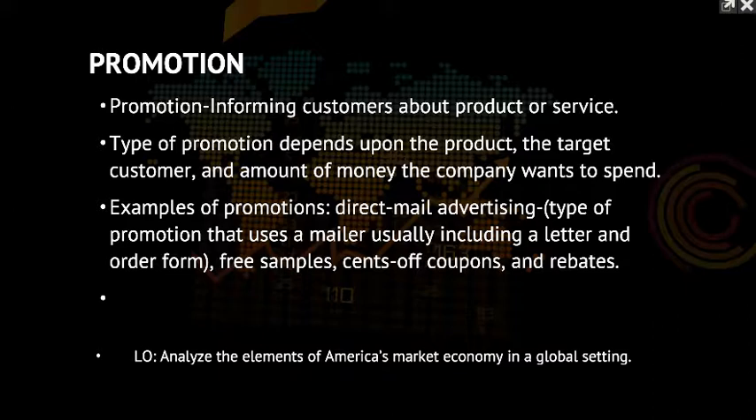Examples of promotions include direct mail advertising. That's the type of promotion that uses a mailer, usually including a letter and an order form. You might use free samples or cents off coupons or rebates.